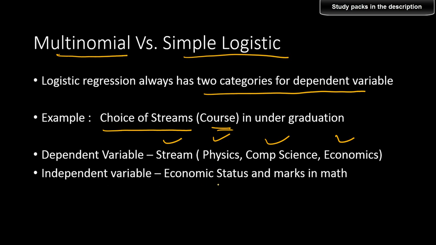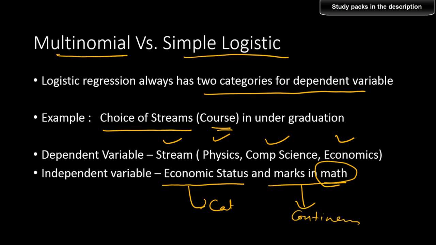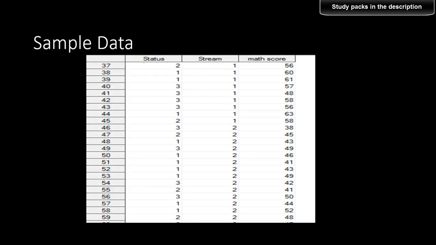We have taken two independent variables. One is the economic status of the student, and the other is the marks scored in school, in mathematics. Economic status is a categorical independent variable, whereas marks scored in school exams is a continuous independent variable. So I've got two independent variables, one categorical and the other continuous, and we'll see how the study goes. The sample data looks like this.